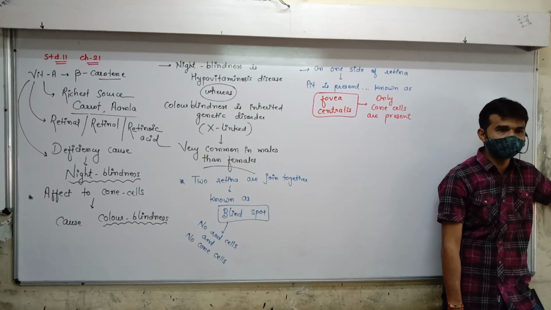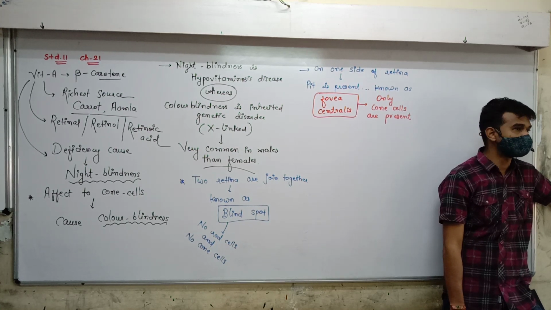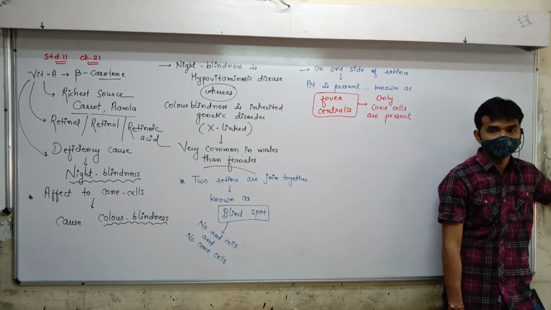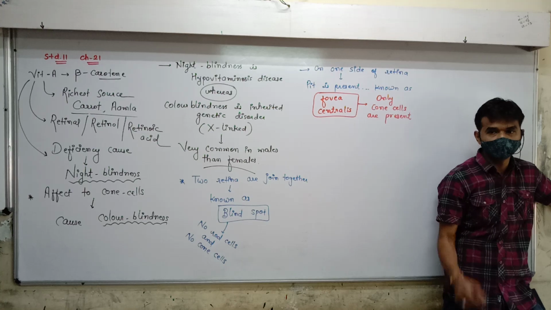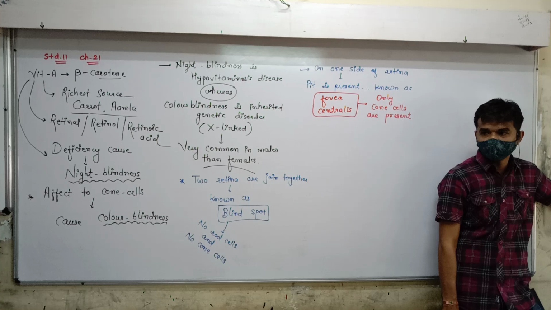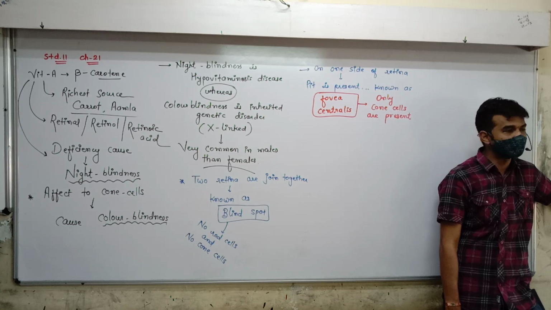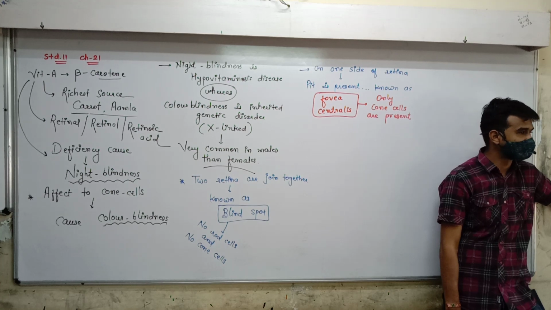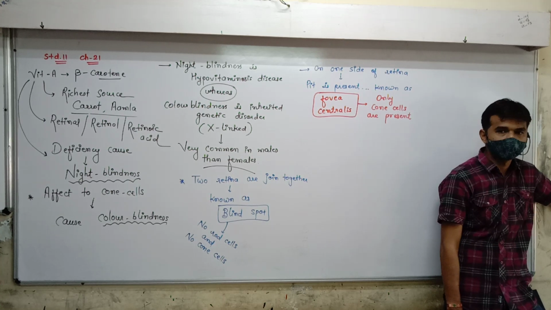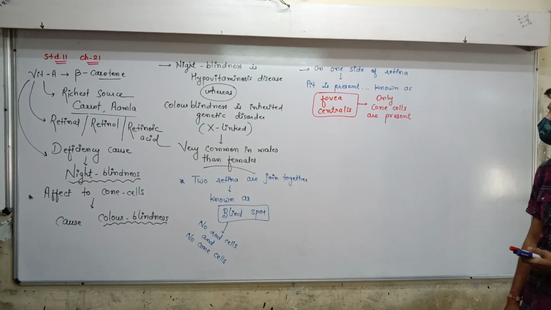Nocturnal animals consist only of rod cells in their eyes. Think about it. Nocturnal animals means active during the night. So in their eyes there are only rod cells, no cone cells. Clear? Fine.